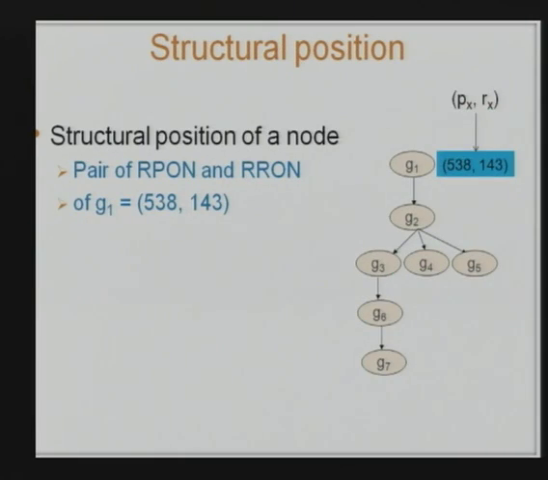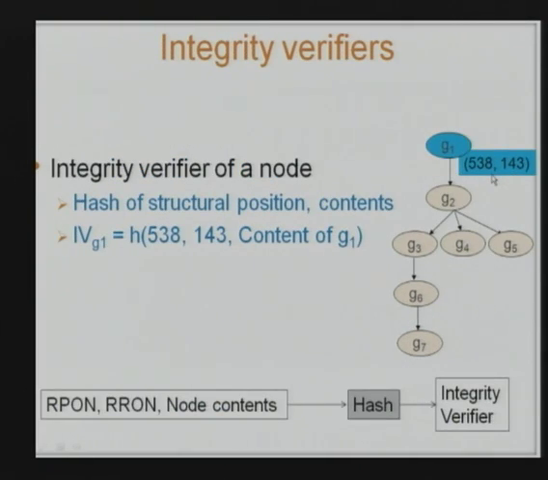So what we do is replace the post-order numbers and pre-order numbers by randomized post-order numbers and randomized pre-order numbers. Here in G1 we had 7 and 1, and we replace that by 538 and 143. That pair we call the structural position. Now we create the hash of the nodes. We take the randomized post-order number and randomized pre-order number, 538 and 143, and the node contents, concatenate them together and give it to the hash function. The output of the hash function is called the integrity verifier of that node.